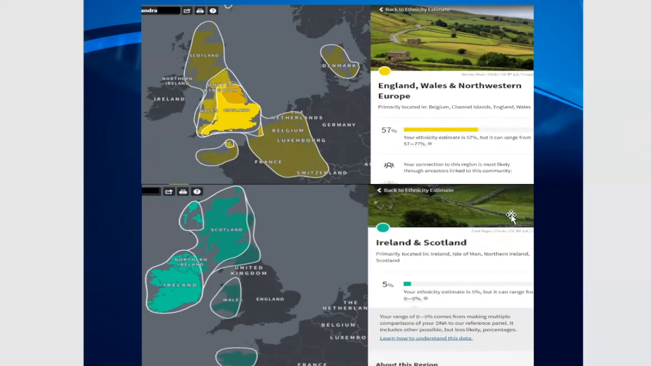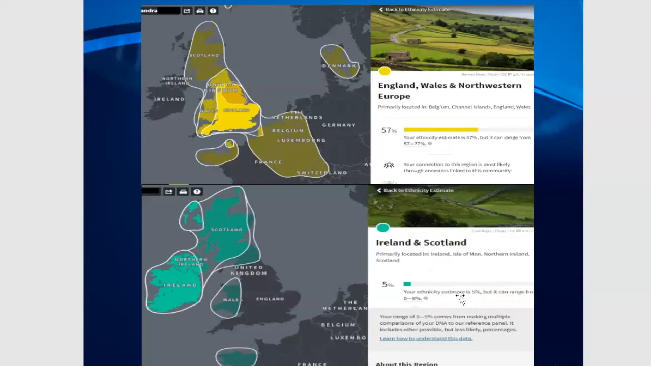And so that's why you would end up with an ethnicity estimate of 57%, but it can range from 57 to 77%. So I'm on the lower end of that for England, Wales, and Northwestern Europe. And you can see here that little bump that encompasses half or so of the Netherlands, and here's the border it shares with Germany. So Germany covers the other part. And here, my Irish and Scottish estimate is 5%, but it can range from 0 to 5. So I'm on the higher end of that scale.